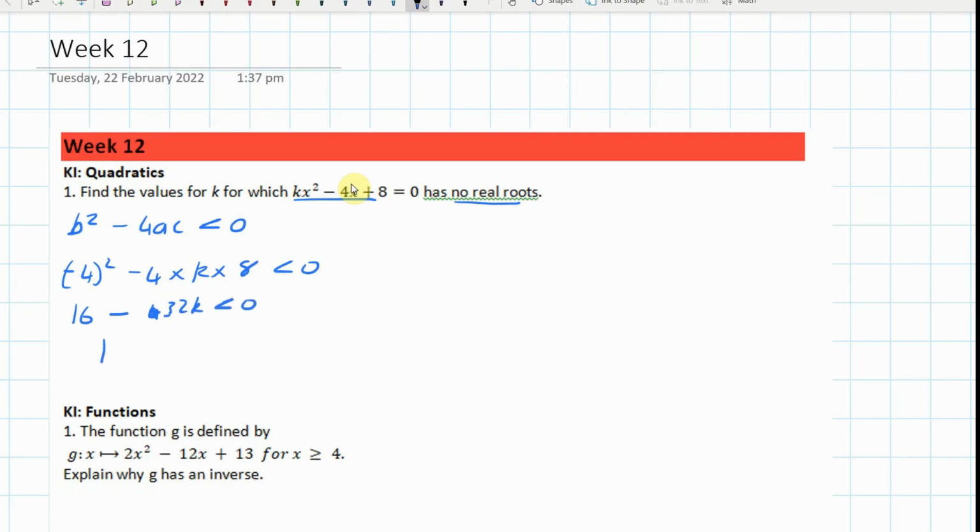Now we can just move that across, so 16 is less than 32k. And so 1/2 is less than k, or k is greater than 1/2.